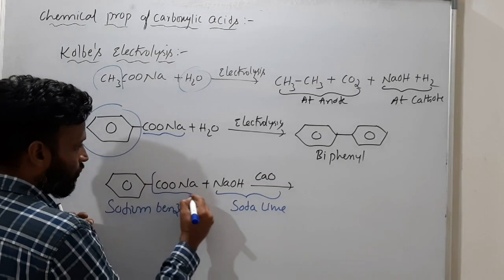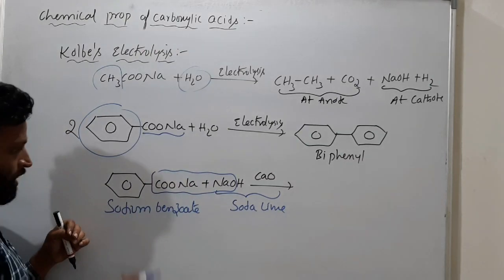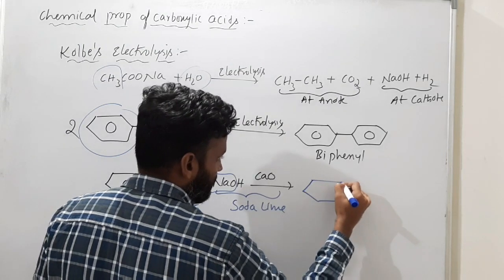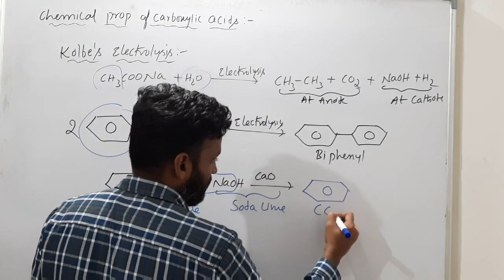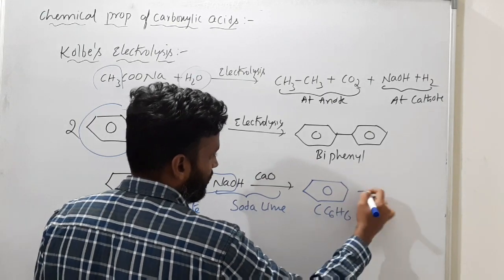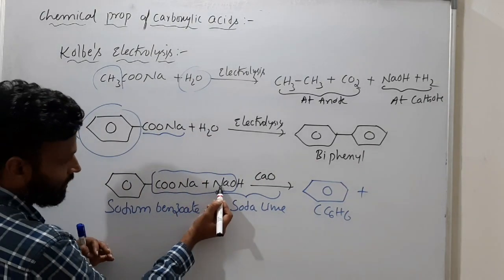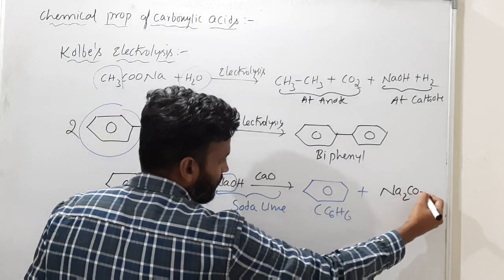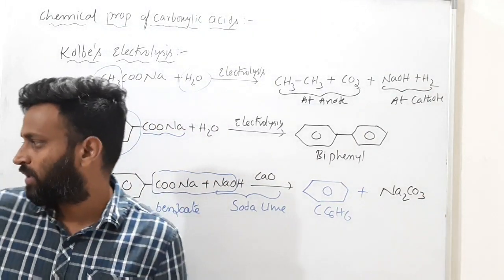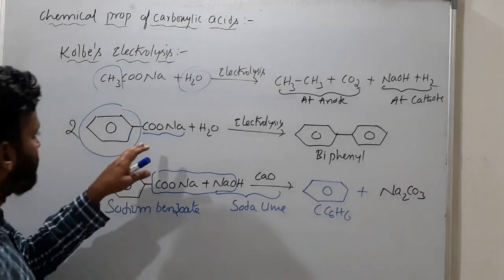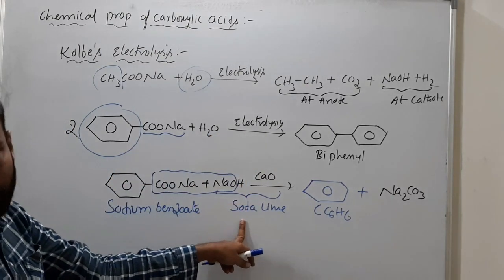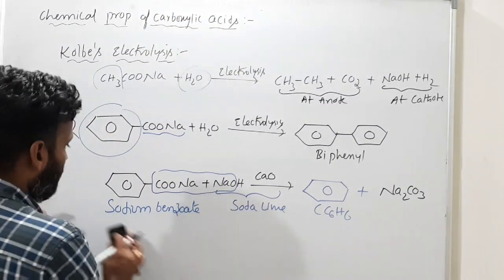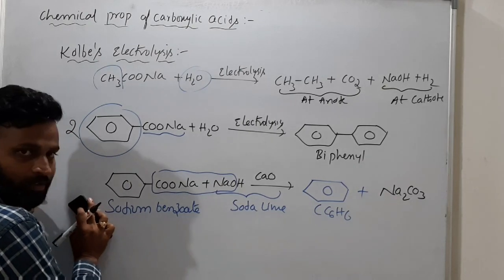This COONa and NaO will go. So C6H5 and H, that means you have C6H6. What is this? C6H6. Benzene is the product, and along with that you have Na2CO3 as the byproduct. What is the byproduct here? Sodium carbonate is the byproduct. Very important. And this is the main difference between electrolysis and soda lime. Same reactant, carboxylic acids only. We are in that topic only. Okay. So very important. Please note this down also, everyone.